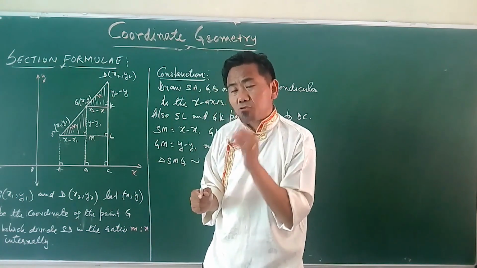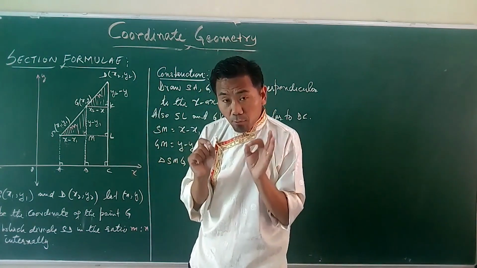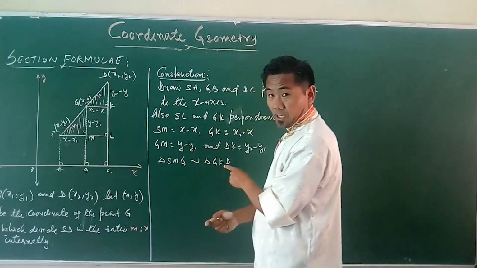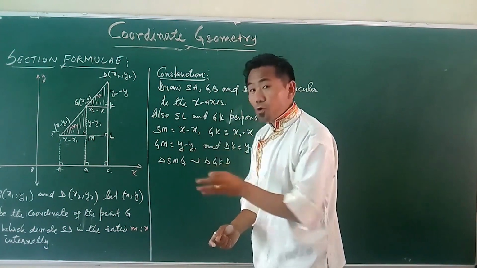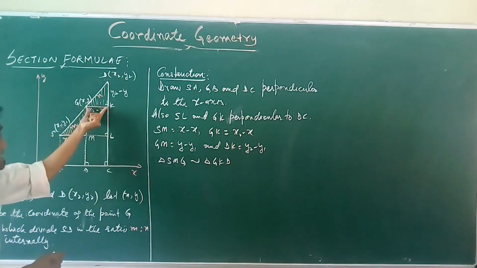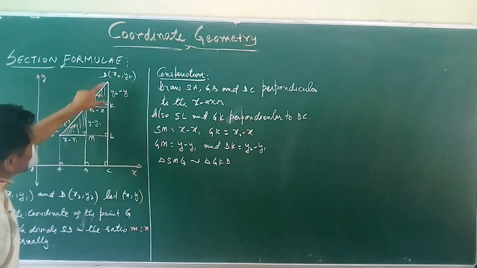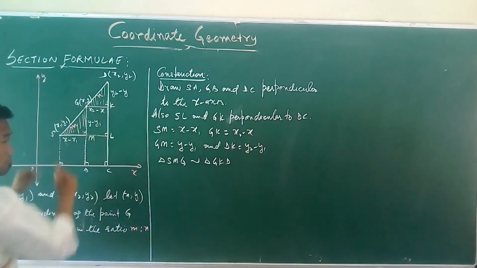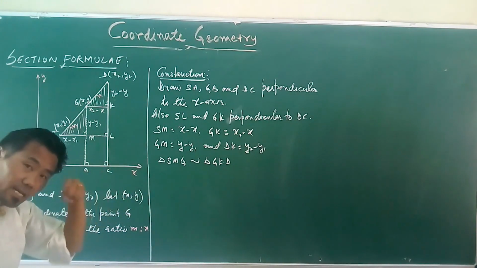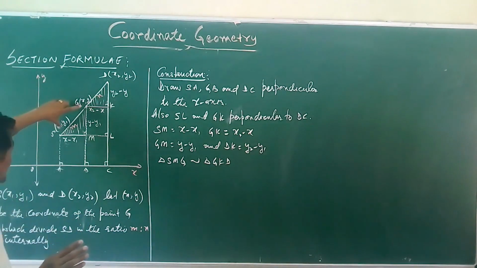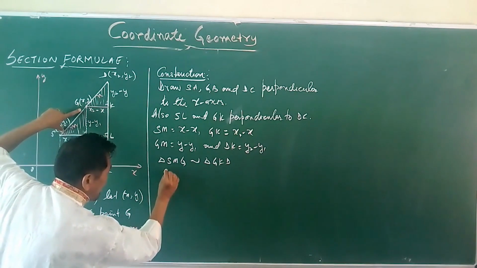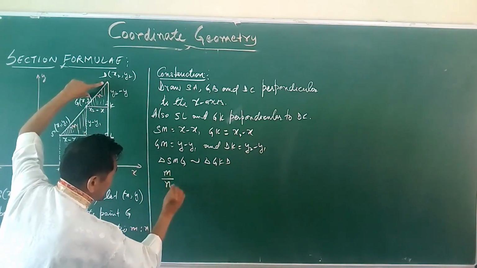In similar triangles, the ratio of the corresponding sides is equal. The corresponding ratio of the sides of one triangle to the other triangle is the same. The hypotenuse of one corresponds to the hypotenuse of the other, so the ratio is the same.